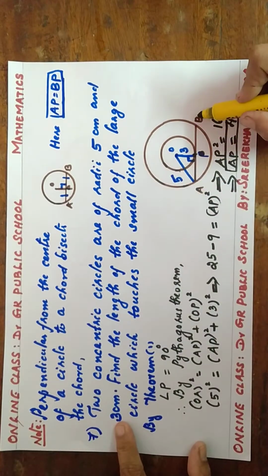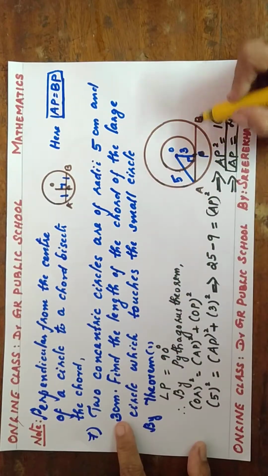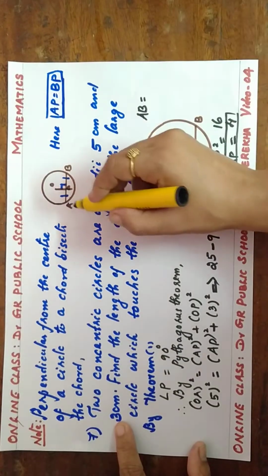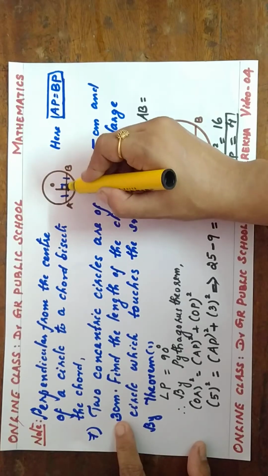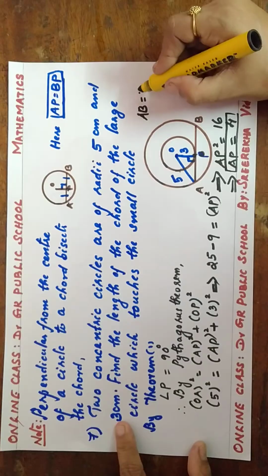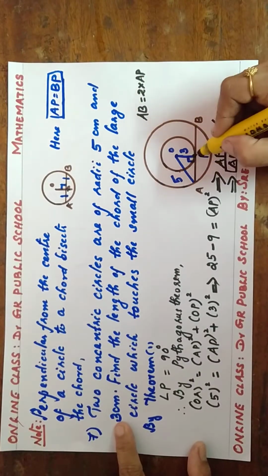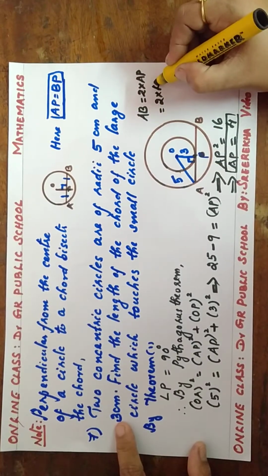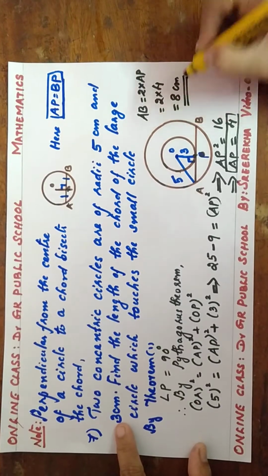But you are asked to find the length AB. You are asked to find the length of the large chord. What is the length of the chord? AB. You need to find AB. Applying the above property, you know that AB is double of AP, as AP equals BP. So in this case also, AB equals 2 times AP. Why? The perpendicular from the center bisects the chord. So 2 into the AP length, which is 4. Thus, you got the value as 8 centimeter as the answer of the question.